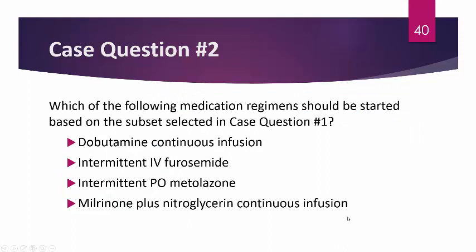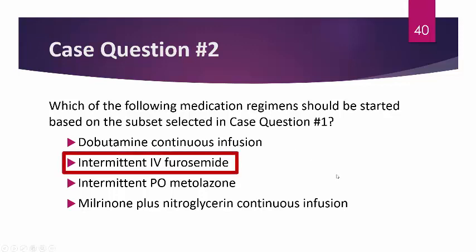Question 2, which of the following medication regimens should be started based on the subset selected in question 1? Answer here is intermittent IV furosemide. And this is the correct answer because we're actually trying to minimize volume overload on our patient. The options that include Dobutamine and Milrinone are not correct because this patient does not have any perfusion issue because their cardiac index is still good. They are not cold, so they don't need an inotrope.